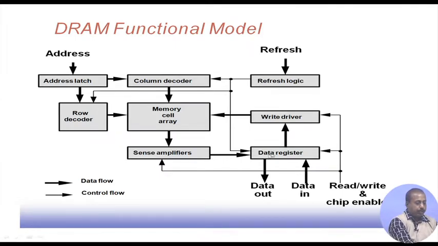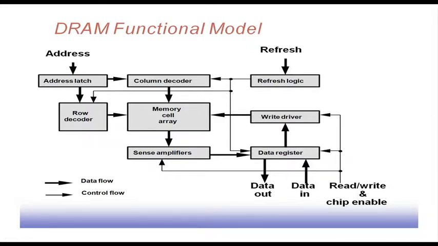For the read operation, the difference between the bit and bit bar lines comes to the data register, and that comes out as data out from the memory. On the other hand, if it is a write operation, the data in the data register is put into the write driver. Again, the row and column address decoders select a particular cell, and accordingly the value gets written onto that cell through the bit and bit bar lines.